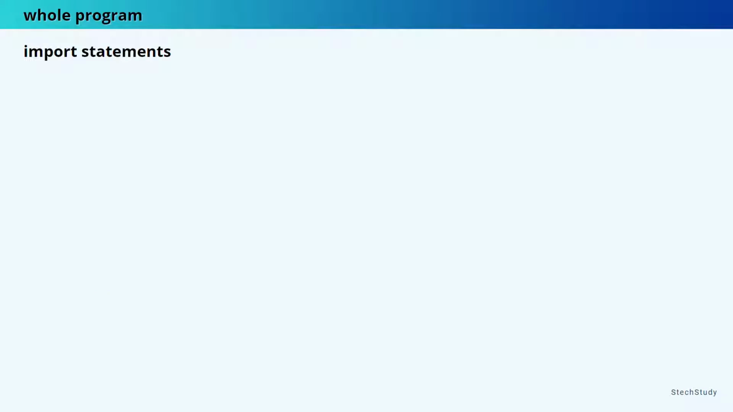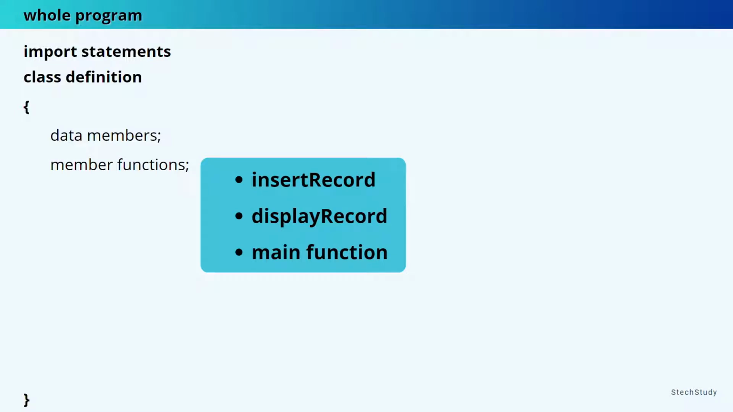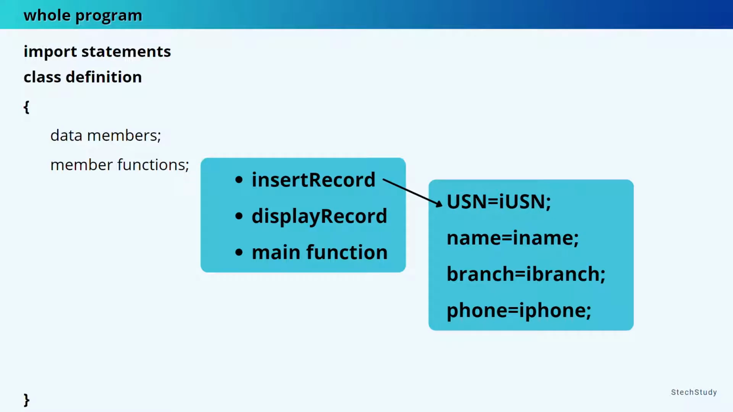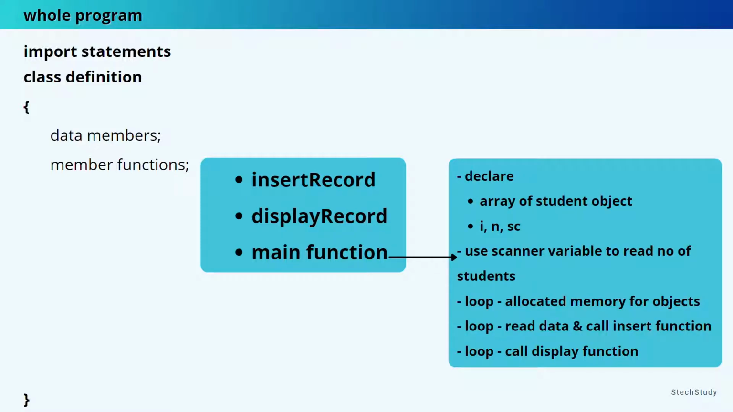Before executing the program practically, the program flow will be given as an import statement followed by class definition. Then the Student class contains data members USN, name, branch, and phone, and the member functions insert record, display record, and main function. The insert record assigns values to USN, name, branch, and phone of its respective student objects. Display record prints the student data. And finally, the main function, which I will explain in detail while executing the program.